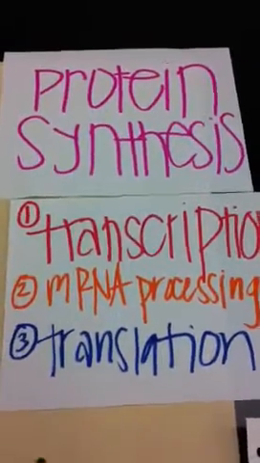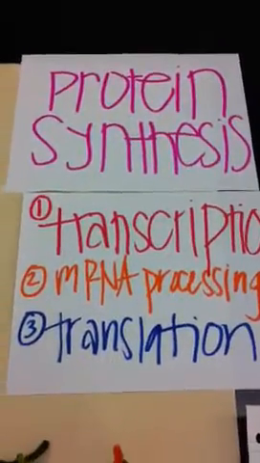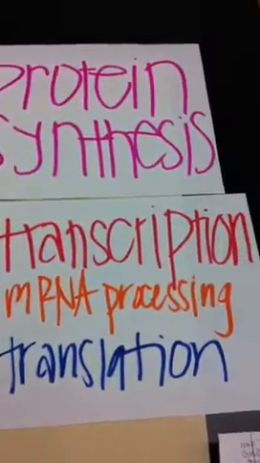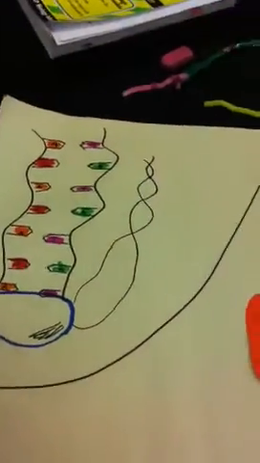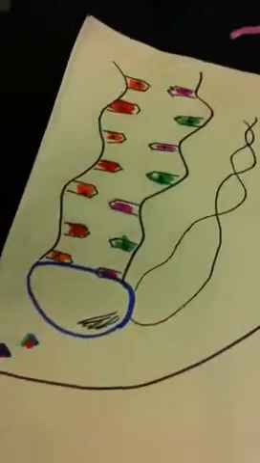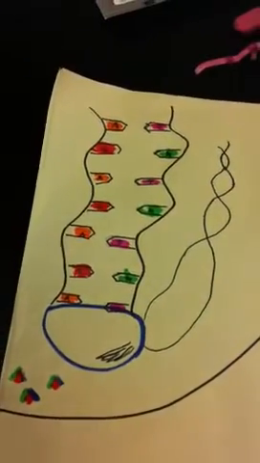The process of protein synthesis has three steps. The first step is transcription, the second step is mRNA processing, and the third step is translation. So starting off with transcription, DNA transcription is a process that involves the transcribing of genetic information from DNA to RNA. The transcribed DNA message is used to produce proteins.